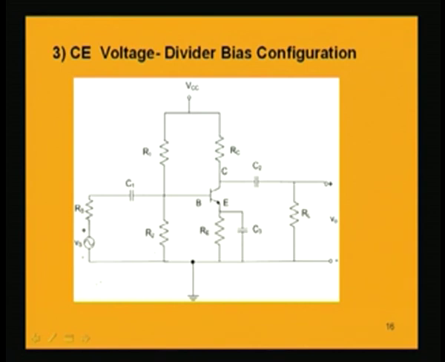So, in fact, if I analyze this circuit, draw the AC equivalent circuit, it will be similar. The only difference will be that we have to find out the Thevenin's resistance RB, which is the parallel equivalent of R1 and R2, and that will be the factor which will differ from the earlier circuits.